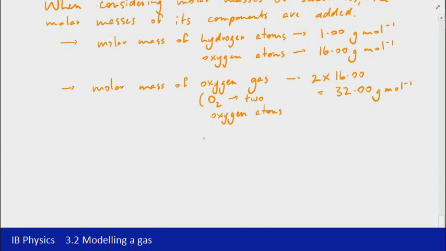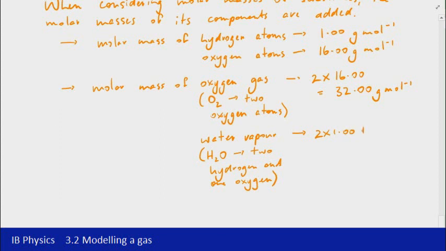Likewise, if we were looking at the molar mass of water vapor, water vapor being H2O, so that's going to be 2 hydrogen atoms and 1 oxygen. So that means that its molar mass is going to be 2 of the hydrogen plus 1 of the molar mass of oxygen, so that gives us a total of 18 grams per mole.